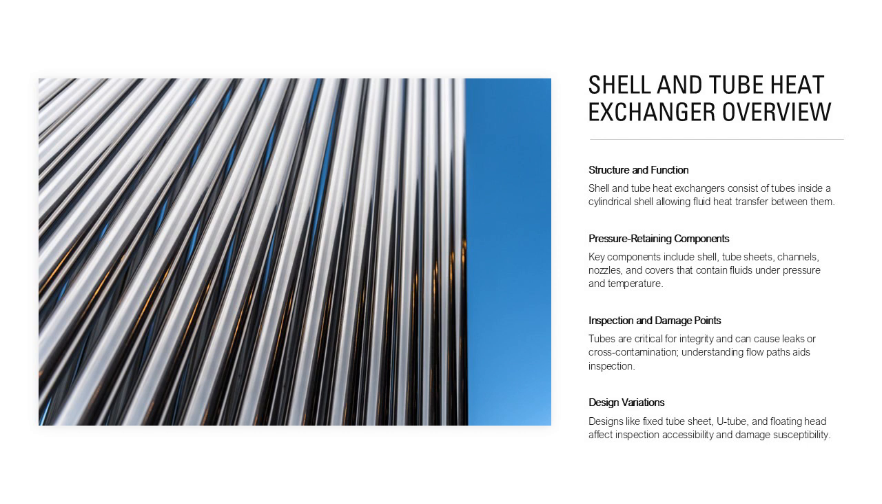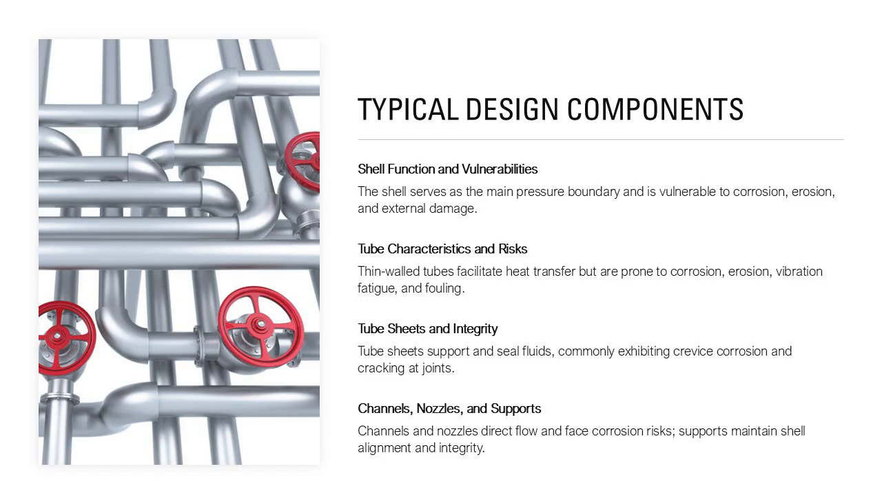Design variations, such as fixed tube sheet, U-tube, or floating head designs, influence accessibility, inspection scope, and damage susceptibility. A solid understanding of exchanger fundamentals allows inspectors to plan inspections more effectively and focus attention on the most critical areas. A shell and tube heat exchanger is composed of several major components, each with distinct inspection considerations.